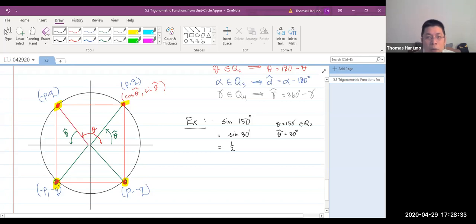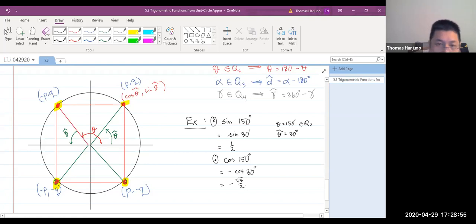Now, how about cosine 150 degrees? Cosine 150 degrees. 150 is in quadrant 2. Cosine is negative. The reference angle is 30 degrees. Bang! This is negative radical 3 over 2.